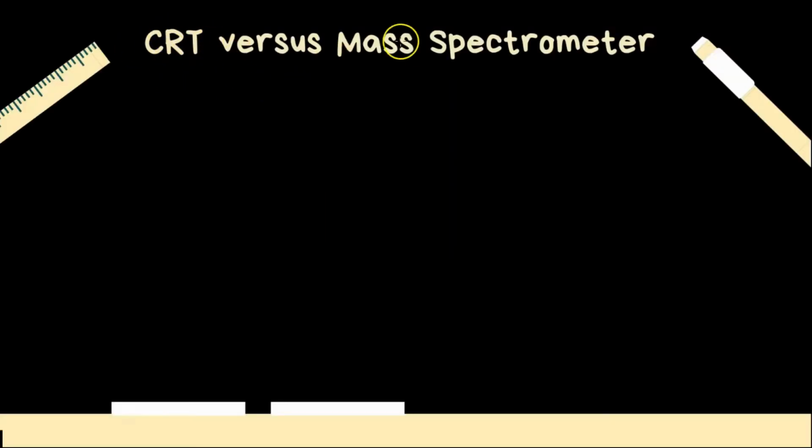Alright, so before we compare these two devices, we first need to talk about the force that a charged particle undergoes when it's going through a magnetic field. So that's called the magnetic force, and it's going to be equal to the charge on that particle times the cross product between its velocity and the magnetic field strength B.